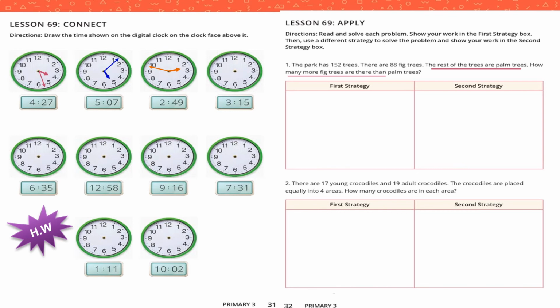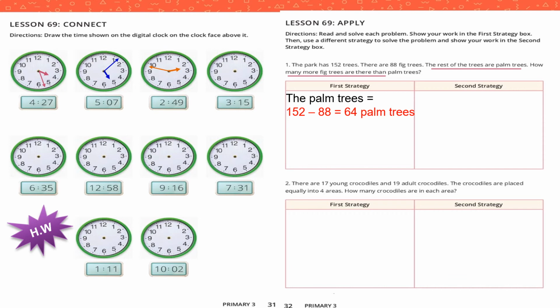So the total number of trees is 152. And there are 88 figs. Okay, 88 figs. And the rest are palm trees. So the park has a total of 152. Some of them, 88 of them, are figs, and the rest will be palm. So how can I find the palm first? How can I find the palm? I will subtract 152 minus 88 to find the rest.